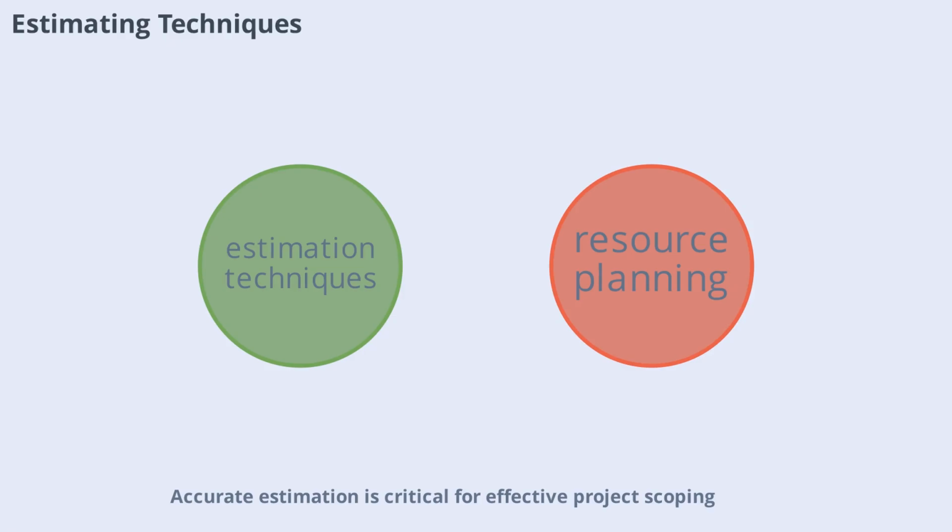Accurate estimation is critical for effective project scoping. Techniques like expert judgment, analogous estimating, and parametric estimating can help you predict effort, time, and cost. Good estimates support realistic planning and resource allocation. Let's explore different estimation techniques and when to use them.